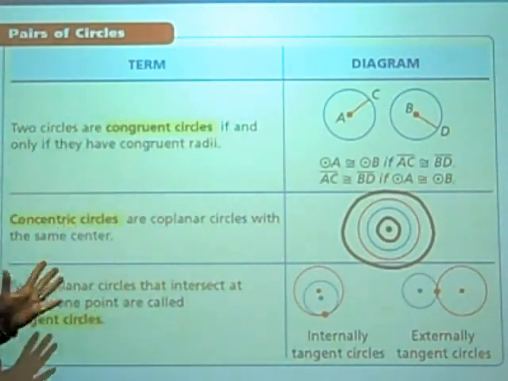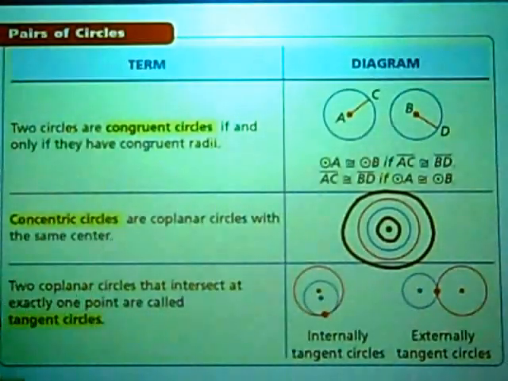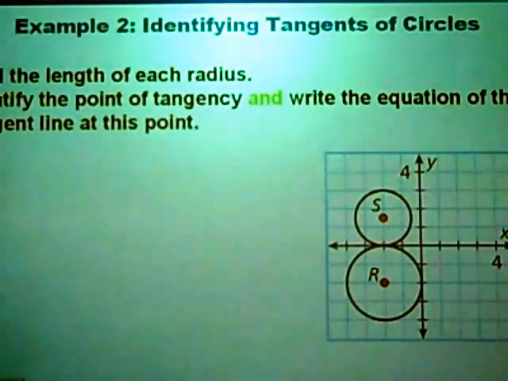So again, pause the video, fill in these definitions and these pictures. Then we use this. Okay, back with me, good.